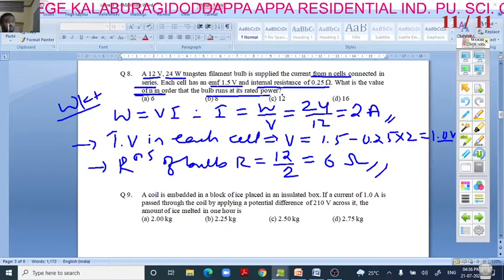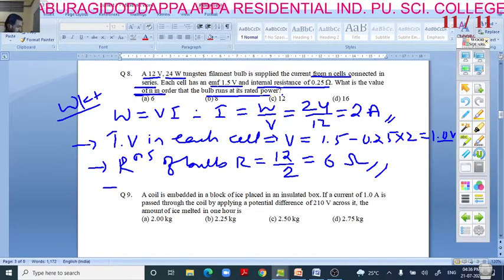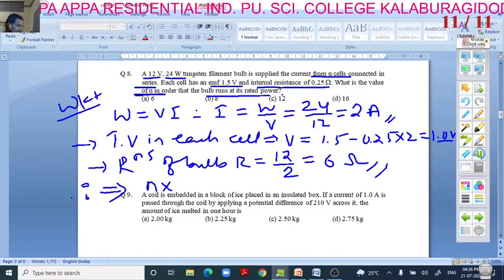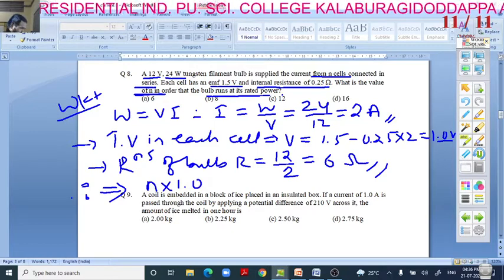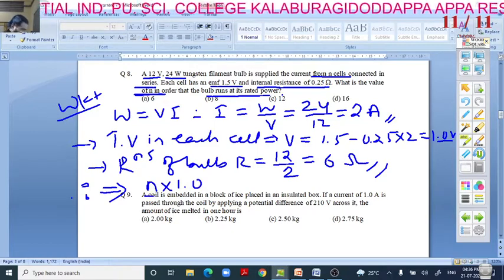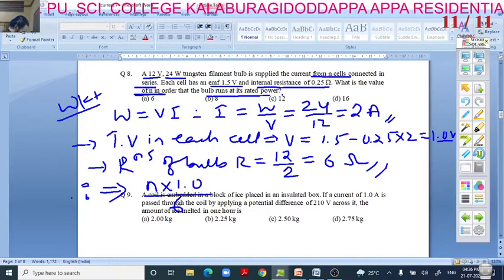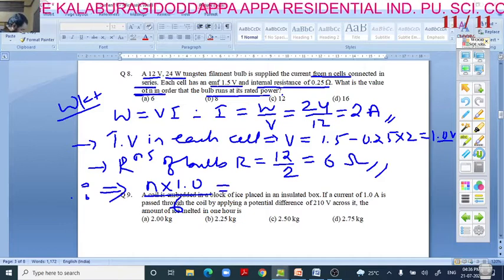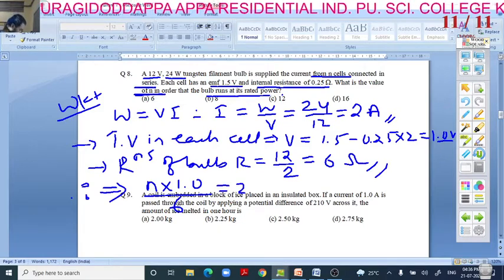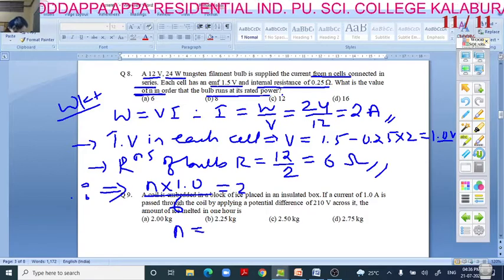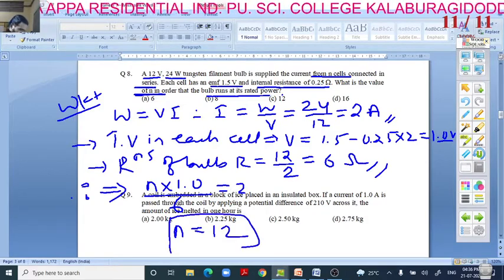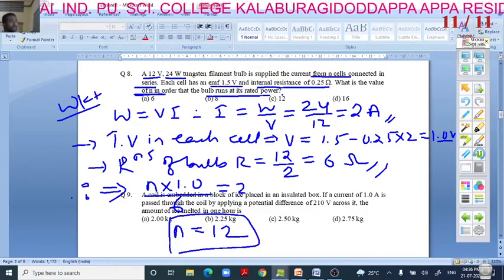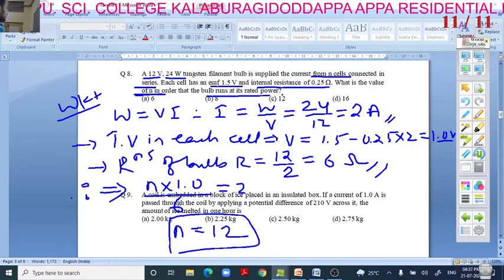Now I will apply it for the n number of cells. Therefore n into 1.0 volt divided by 6, right? Voltage divided by resistance gives current. Current is equal to how much we have? 2 we have. So n is equal to, we will get, 12. So 12 we got here, right? Okay, I hope you are getting this.